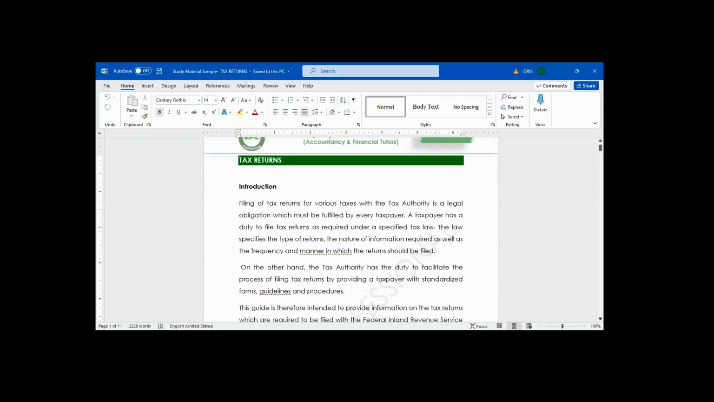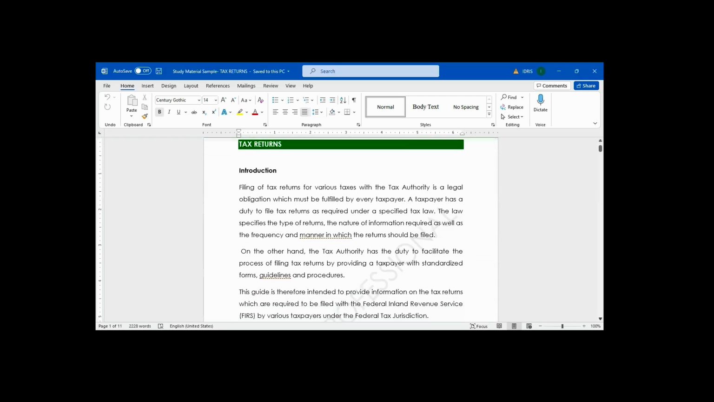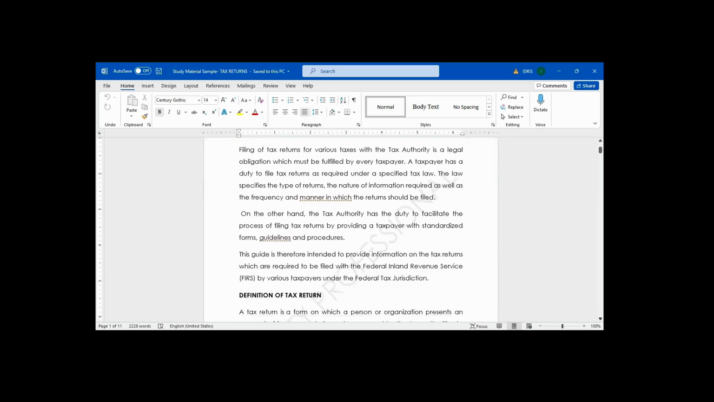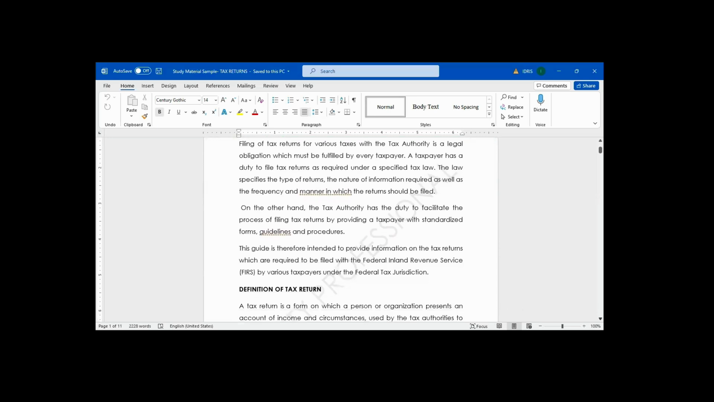Last week, we talked about introduction to taxation. So this is our second topic. So, tax return. Filing of tax return is one of the legal requirements that must be fulfilled by every taxpayer. It is the responsibility of every taxpayer to file tax return as at when due.